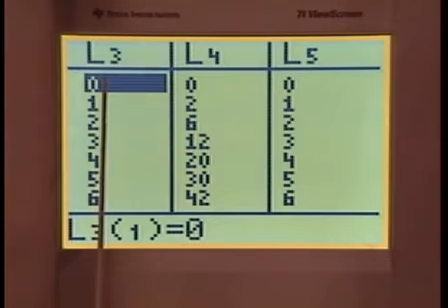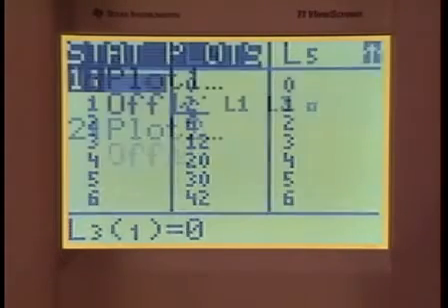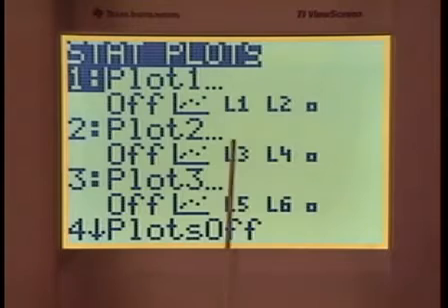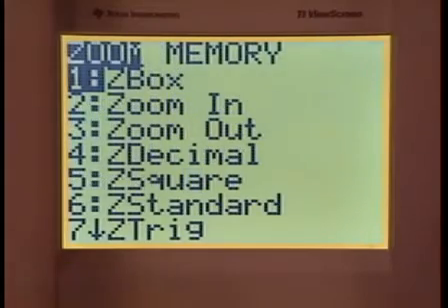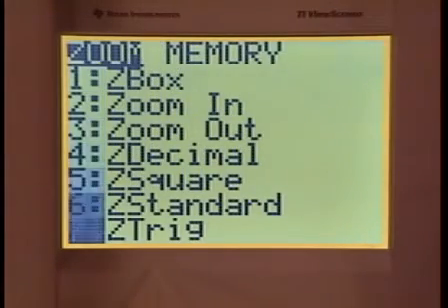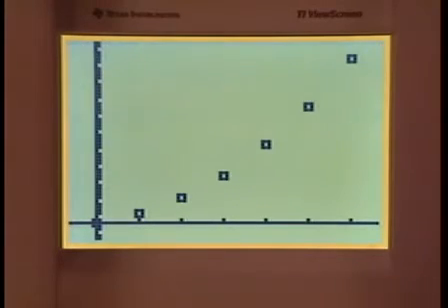Here we have the values of input, or x values, and the values of the output, or y values. L3 and L4 is exploration number 2. This is again for the next one, so ignore L5 for now. If we go to stat plot to plot these, we want L3 and L4 to be plotted, so let's turn 2 on. We go to zoom stat, always the same procedure, number 9, and there are our points.